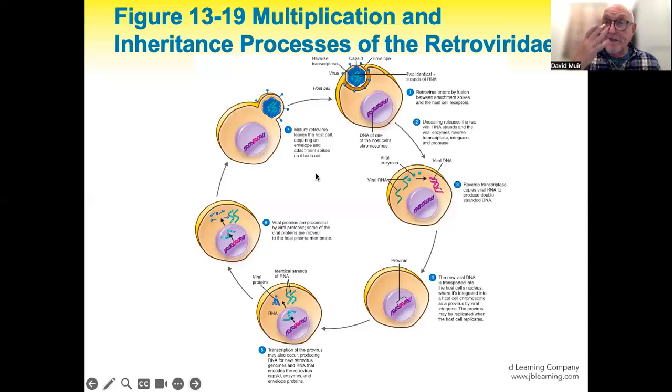Okay, so this just adds another step. It's almost like a DNA virus, excepting that the viral genome is actually a positive strand RNA. So it needs to be reverse transcribed to DNA, integrate, and then produce the new viral particles. Okay, so I hope that clarifies things a bit for you.